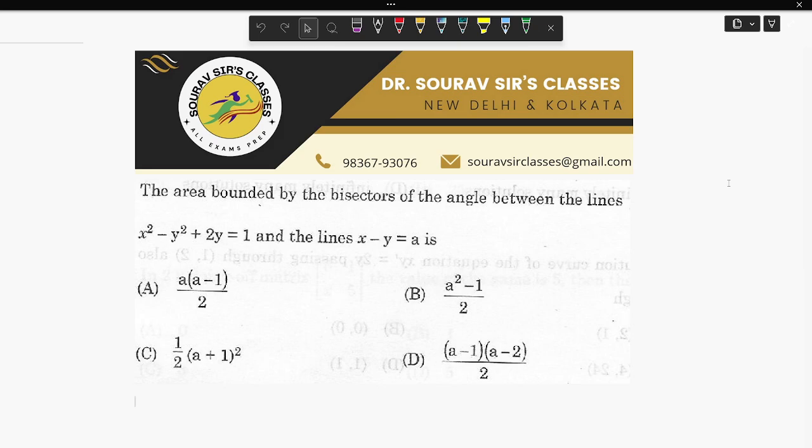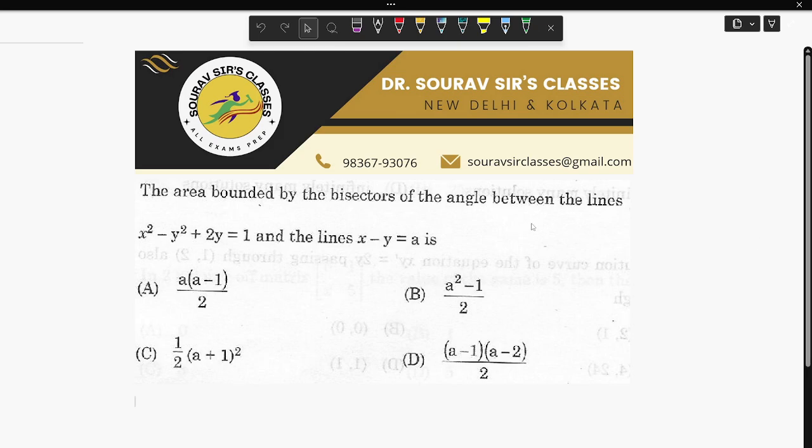So now we are going to solve a mathematical problem which appeared in the PUMDET in the year 2024. The question is telling us that the area bounded by the bisectors of the angle between the lines x square minus y square plus 2y equals 1 and the lines x minus y equals a is, and there are four options here: a into a minus 1 by 2, a square minus 1 by 2, half a plus 1 whole square, and a minus 1 into a minus 2 by 2.